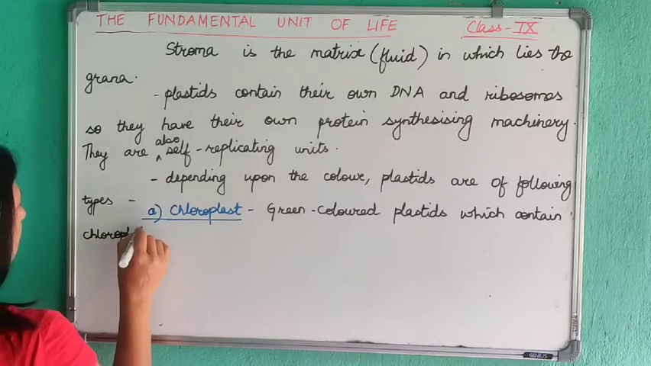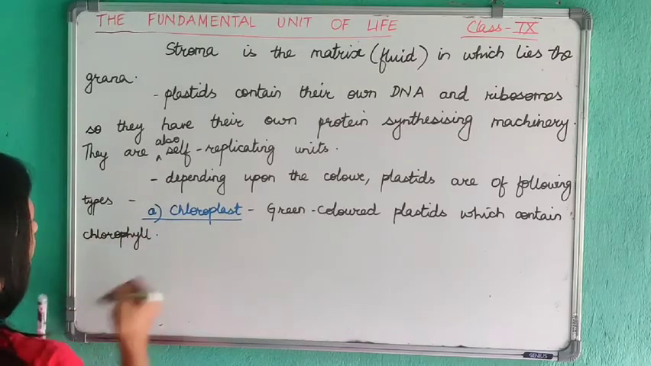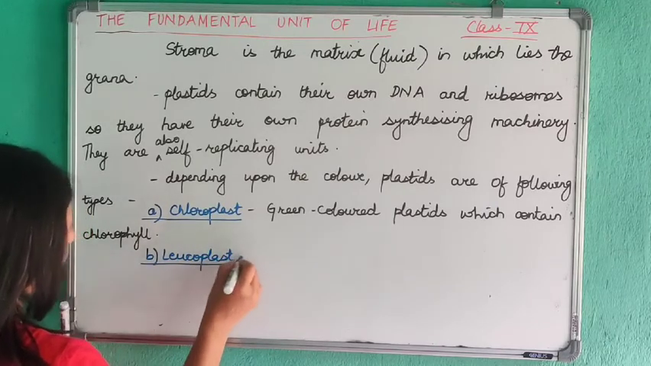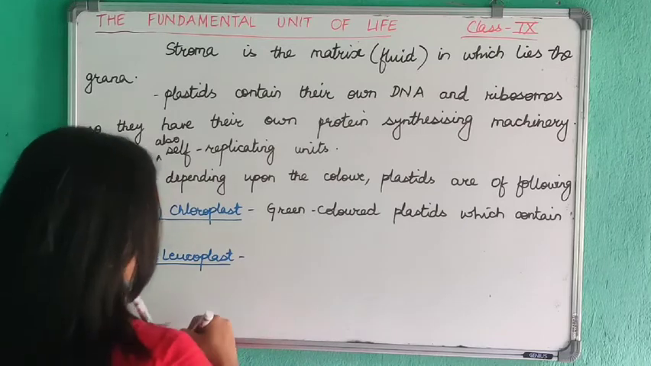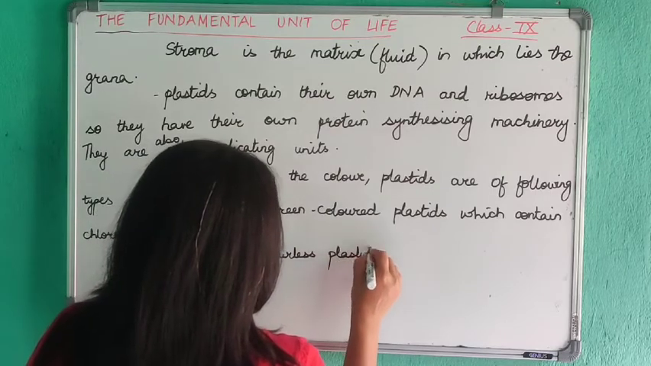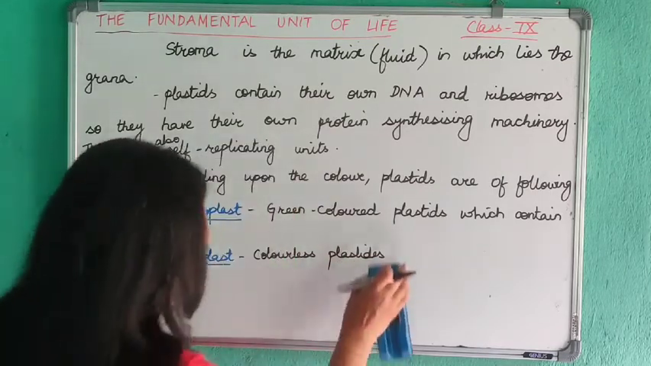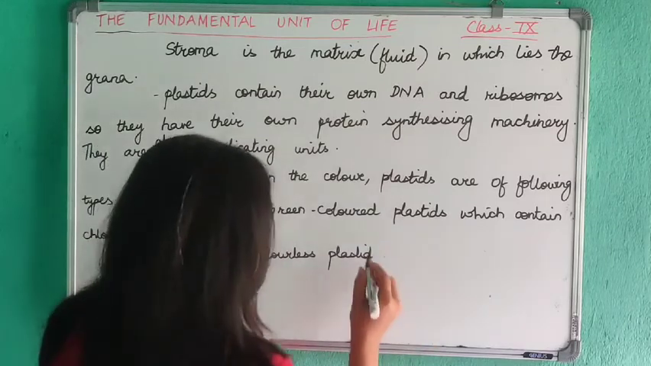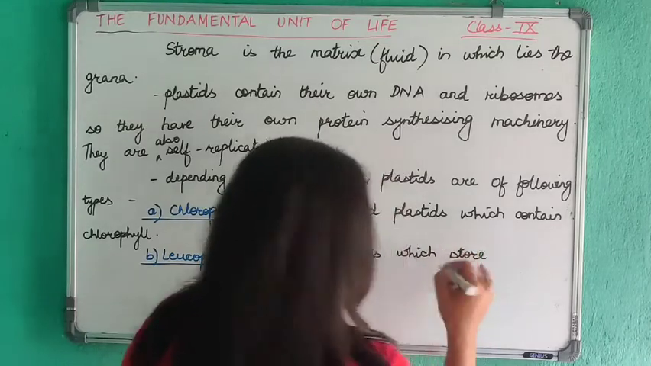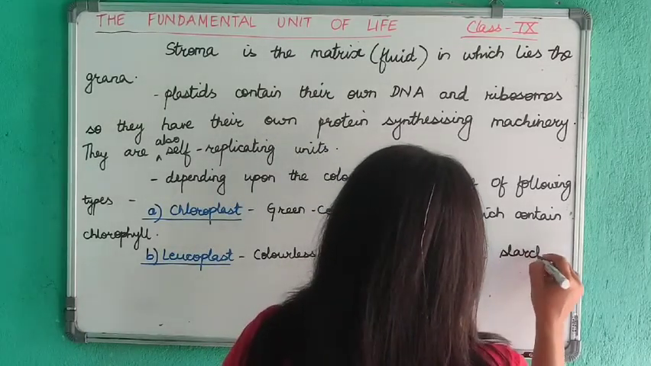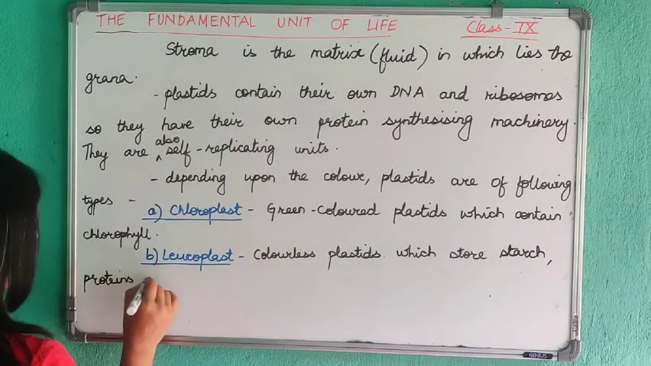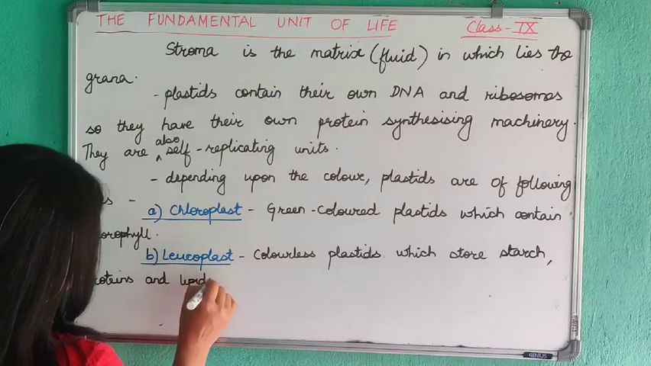Okay, the next type of plastids are known as leucoplasts. Leucoplasts are colorless plastids. Colorless plastids which store, they only store. What do they store? Starch, proteins and lipids. So these leucoplasts store starch, proteins and lipids.